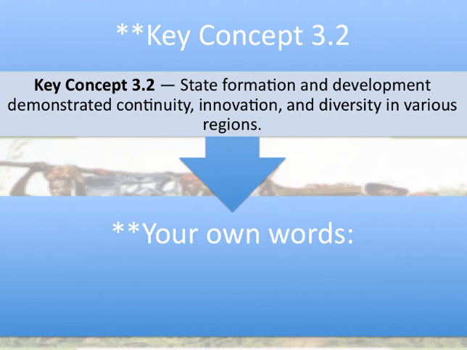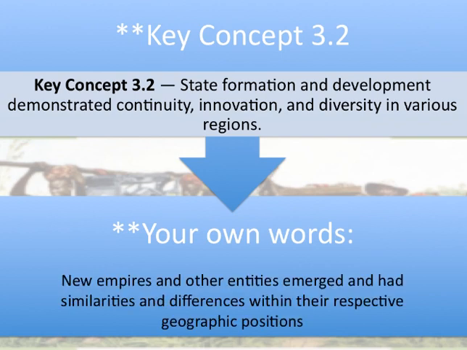Now I want you to take careful note of this key concept, as it is one that you might see down the road at a given point in any AP World History course. So go ahead and pause me and put it into your own words and start me up again when you're done. Okay, I put this into my own words by saying that new empires and other entities emerged and had similarities and differences within their own respective geographic positions. So there's going to be some new empires, and they're going to have similarities and differences wherever they're located.